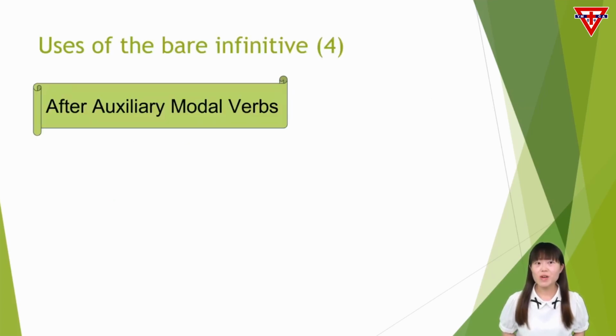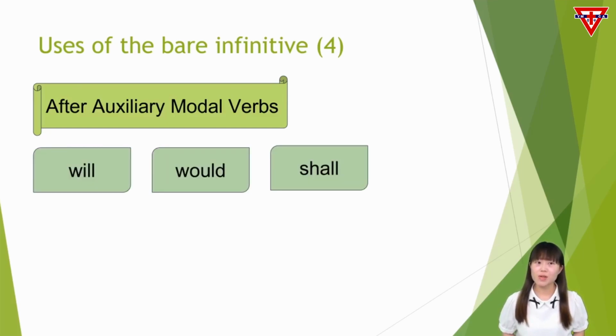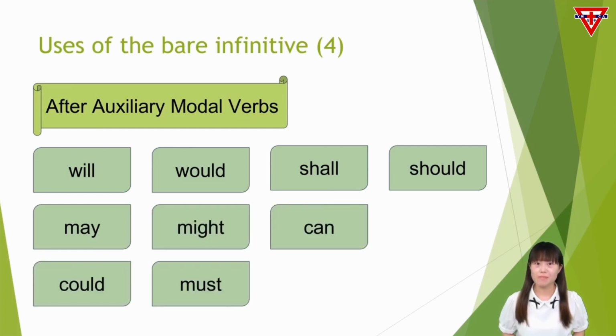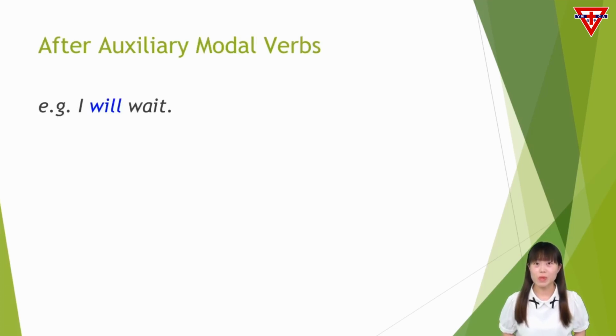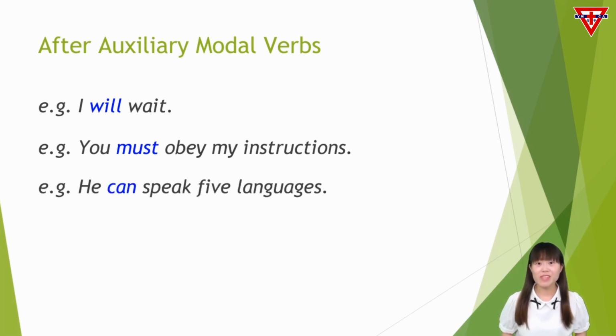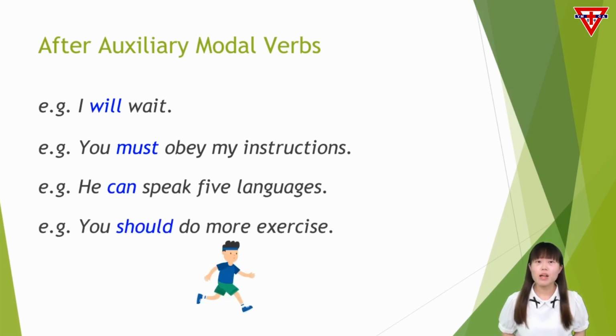The bare infinitive is also used after auxiliary modal verbs: will, would, shall, should, may, might, can, could, and must. For example, I will wait, not I will to wait. You must obey my instructions, not you must to obey my instructions. He can speak 5 languages, not he can to speak 5 languages. You should do more exercise, not you should to do more exercise. Remember, you don't need to add to after auxiliary modal verbs.